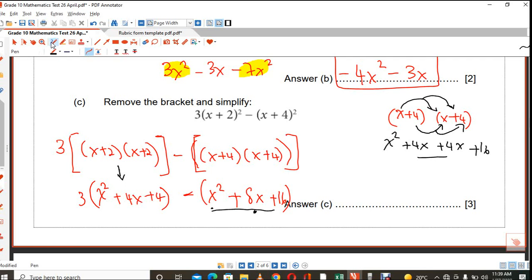I have these 3 that I can play around with. So you are going to say 3x squared. You know where it comes from? I'm multiplying this with everything. Then this is 12x. You know where that comes from? And this is going to be 12. And now you are multiplying by a negative number, so everything will change.